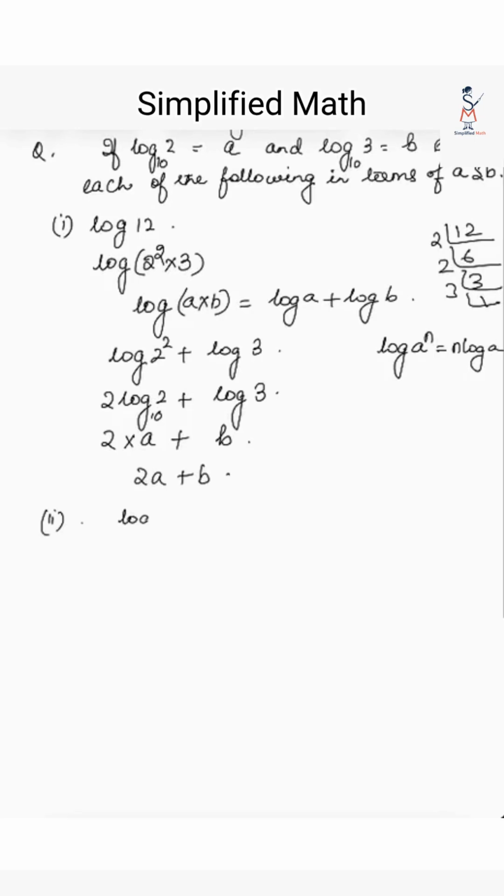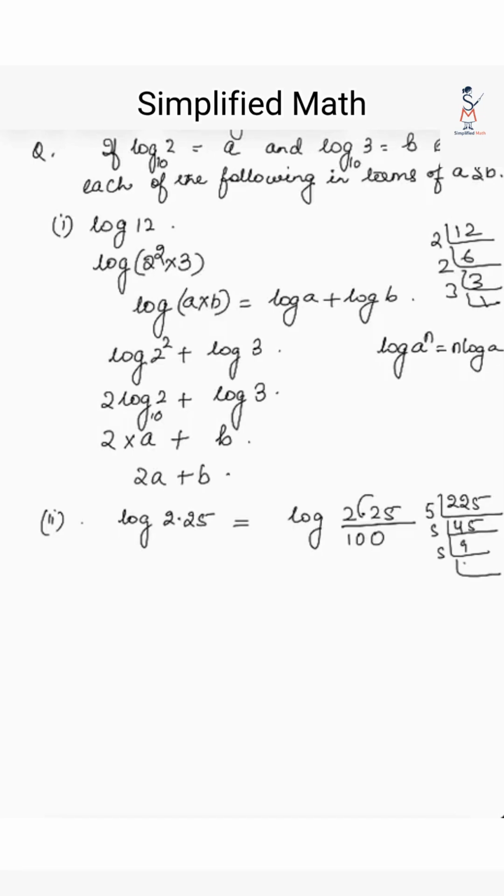The second one is log 2.25. This can be written as log 2.25. We'll remove the decimal. This will become 225 by 100. Fine. So log 225, you can factorize it again. This will become 5 4s are 20, 45, 5, 9, 5, 3, 3, 1. So this can be written as log 5 square into 3 square by 100.